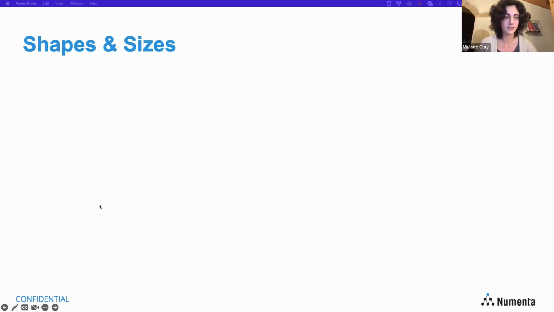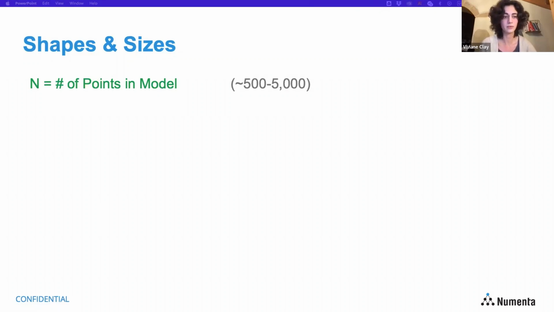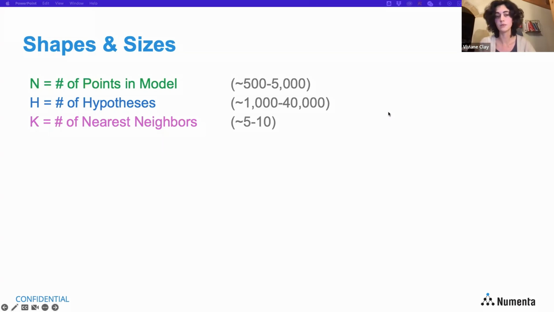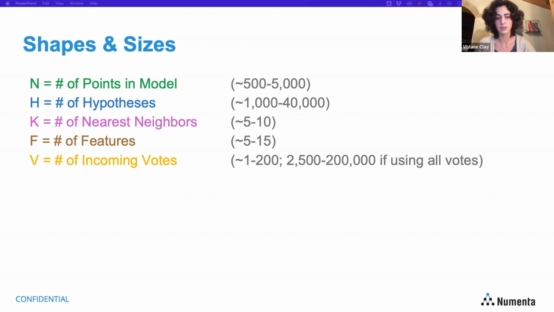So let me just go ahead. First of all, the shapes and sizes of the matrices that we're working with, just as a primer for the next slides. We have the number of points in the model, which is usually around 500 to 5,000, depending on the size of the object. We have the number of hypotheses, which is between 2 and 8 times larger than the number of points in the model. We have the number of nearest neighbors that we look at, usually either 5 or 10. We have the number of features that the sensor module is detecting, usually between 5 and 15. And then we have the number of incoming votes, which if we only take the highest percentile of votes, is about 1 to 200. If we use all votes, it can go up to 200,000, which is then a lot slower.